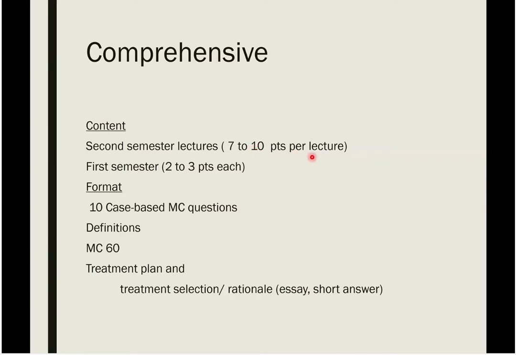Per lecture for the new material. So that's from osseous grafts or bone replacement grafts through the last lecture of the semester. Then the first semester material, there's probably more likely about 2 to 3 points each from the first semester. So most of the weight is on the second semester, but you will have content from the first semester.